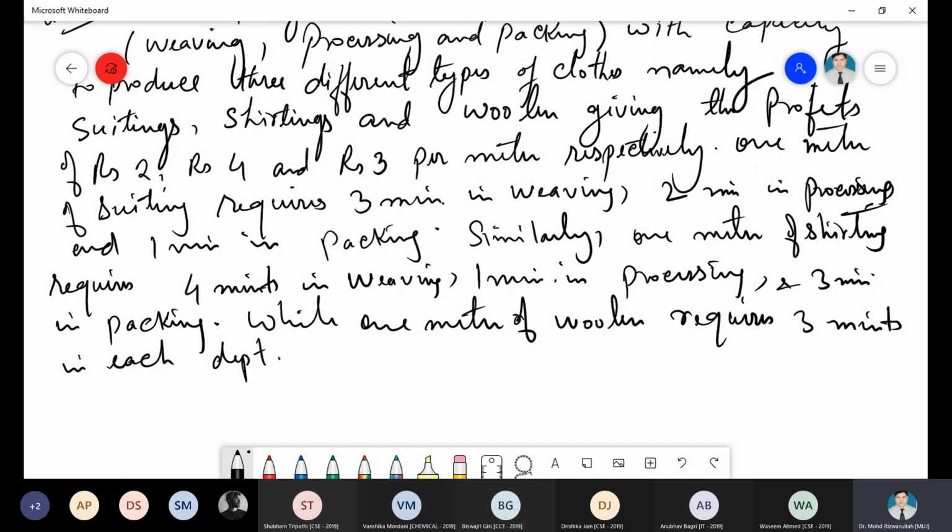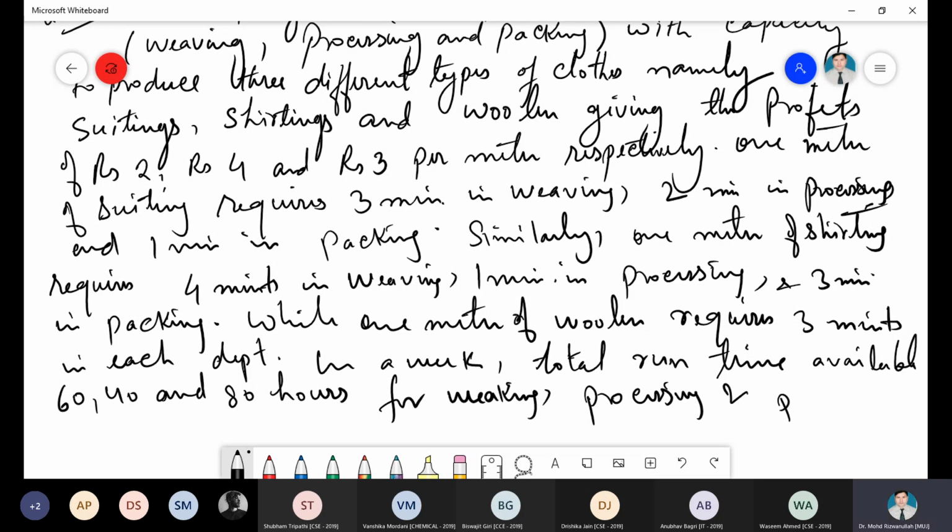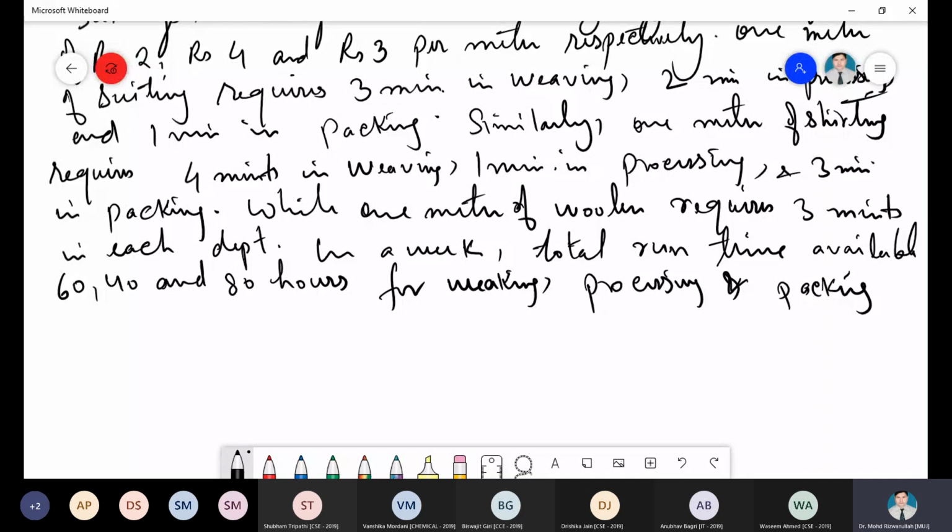Very simple one. So in a week, the total run time available is 60, 40, and 80 hours for weaving, processing, and packing departments respectively.